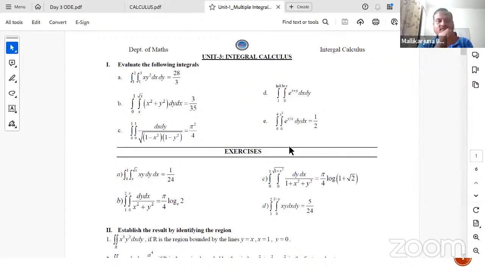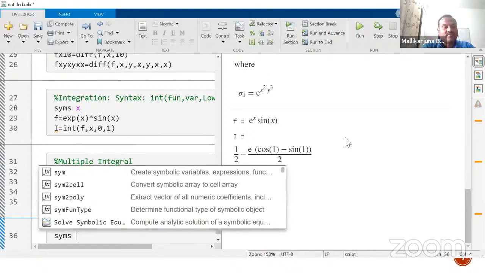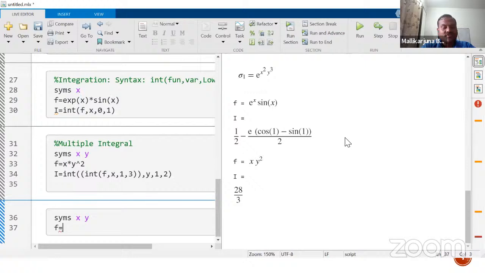To take any one problem with variable limits, I will take C problem in the exercise. That is double integral 0 to 1, 0 to root 1 plus x square. But the function is 1 by 1 plus x square plus y square. Let me type first the function. That means same symbol x and y. The function is 1 by 1 plus x square plus y square.